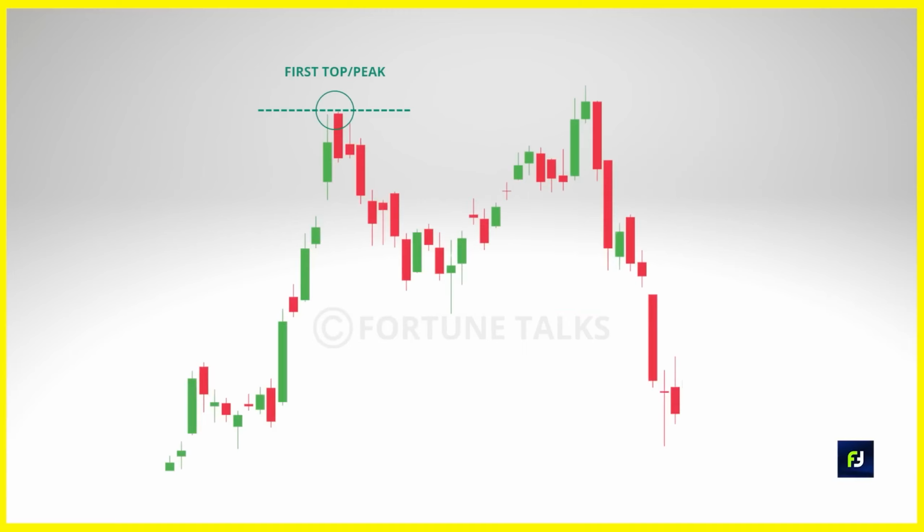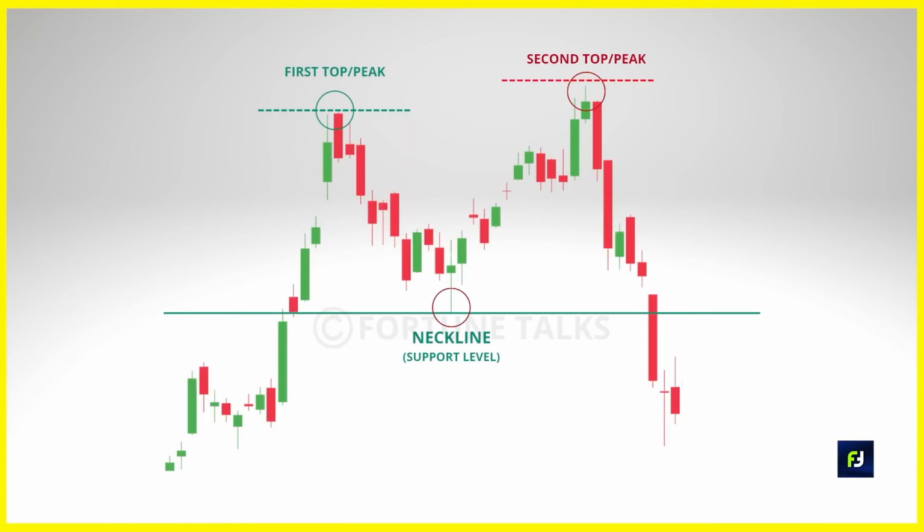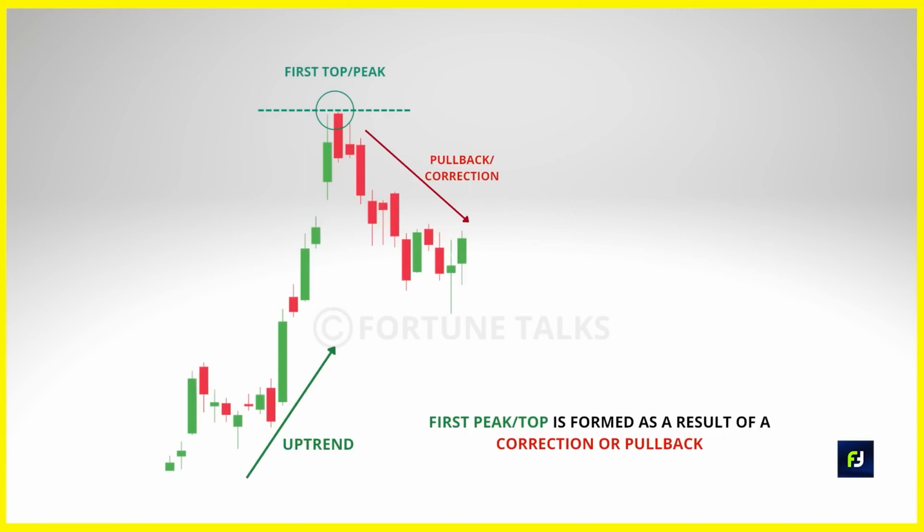The first peak or the first price rejection, the second peak or the second price rejection, and the swing low forms a neckline or an area of support. Now what does the double top chart pattern really mean? The first peak is formed as a result of the market doing a pullback. At this point, you can't tell for sure if it will be a reversal, as pullbacks are very common in trending markets from time to time.